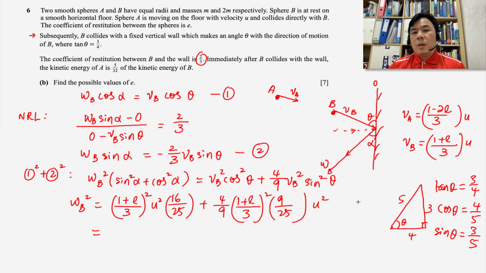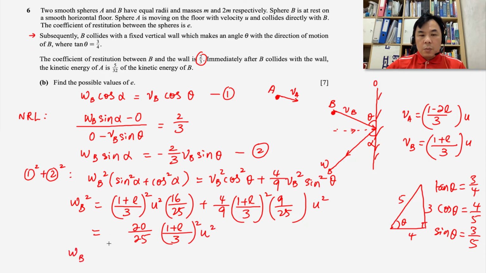Okay, I'm going to leave that out. Now from here, you can see that the 9 can be cancelled off, and then I will have a 4 over 25 and 16 over 25, which basically give me 20 over 25, 1 plus e cubed u squared. And therefore, my speed of B after colliding with the wall is given by the square root of this.